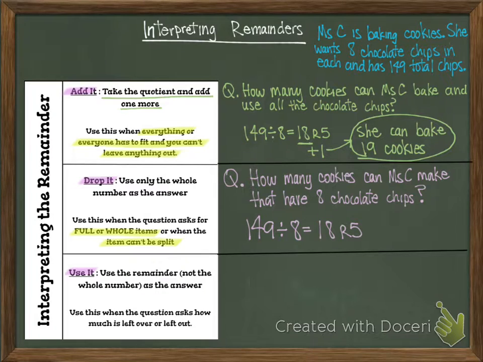And according to our drop it rules, we can use only the whole number as the answer. The whole number in this situation is 18, which means that Miss C can bake 18 cookies that have 8 chocolate chips each.